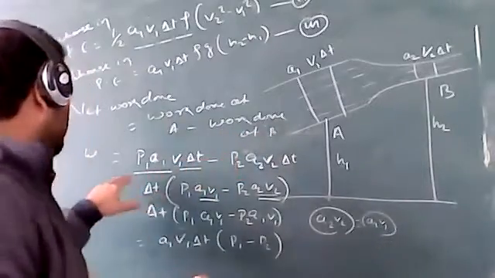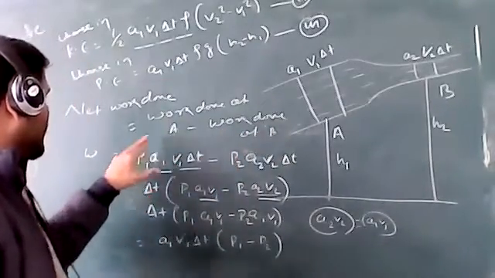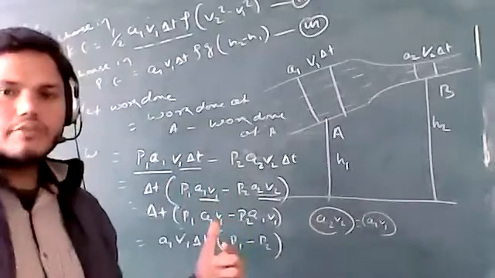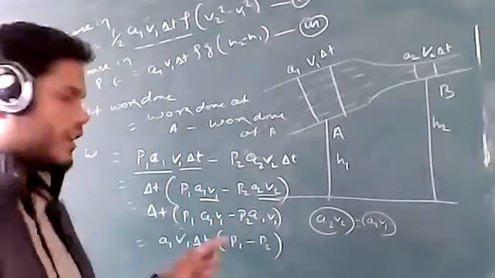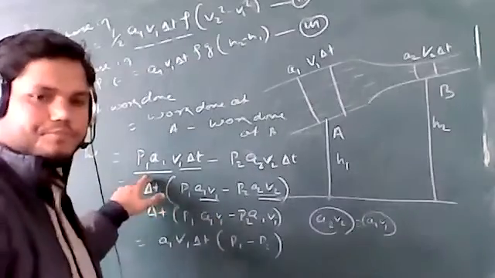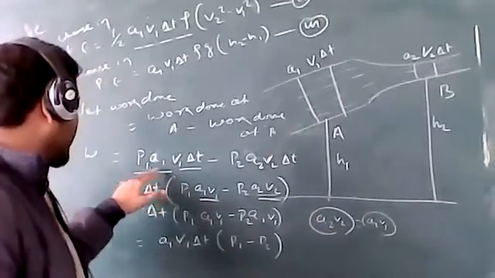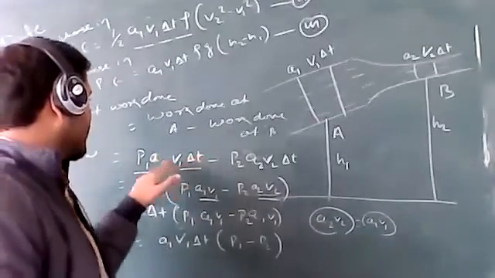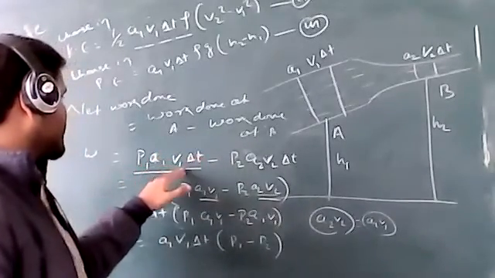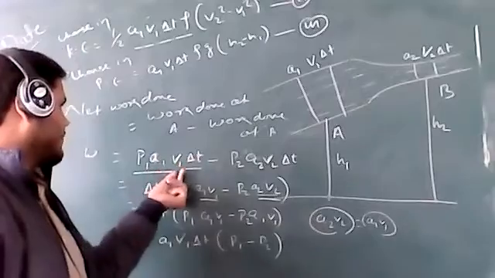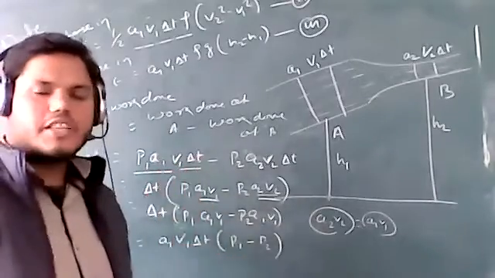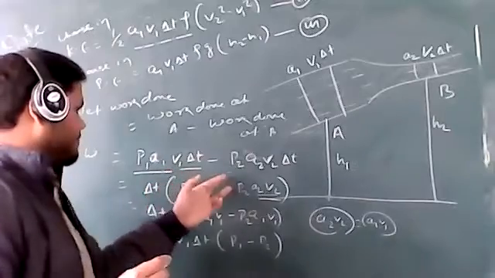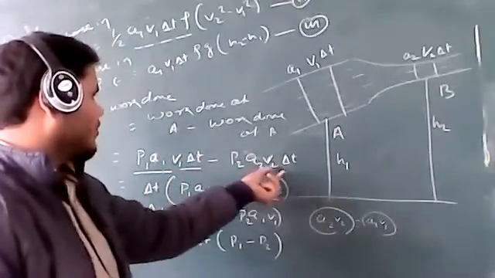So work done at point A, how much? Work done means force into displacement. Force means pressure into area. So pressure is P1, and force is P1 into A1 at point A. Force into displacement: in place of displacement we can write V1 into delta T, because displacement equals velocity into time. So V1 into delta T, and here P2 A2 V2 delta T.